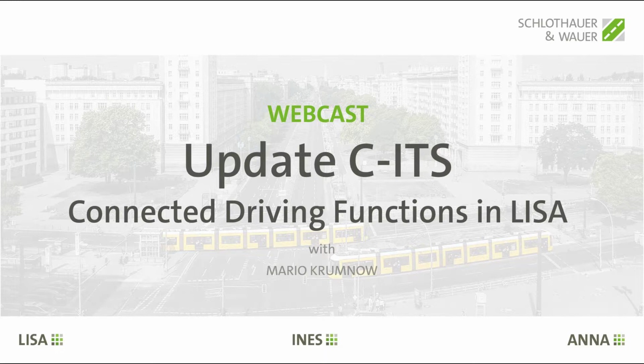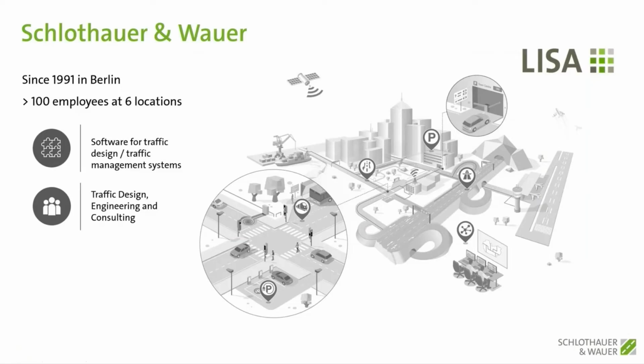Let's have a start. Of course, you know our company, which is Schlotau and Bauer. It's a company which exists since 30 years. It was founded in 1991 in Berlin with more than 100 employees at 6 different locations. Of course, we are famous in traffic design, traffic engineering, and consulting. And this is really famous for Schlotau and Bauer: the software developers, who made the tools for traffic engineering and so on, are directly beside our traffic engineers. So we are really close to tackle the problems we have with the software we developed.